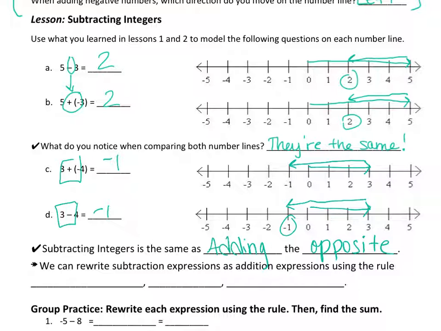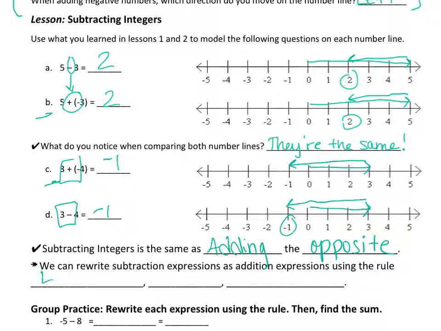These two examples have the second number being negative, but it's possible that it could be positive as well. So we rewrite subtraction expressions as addition expressions using this rule.